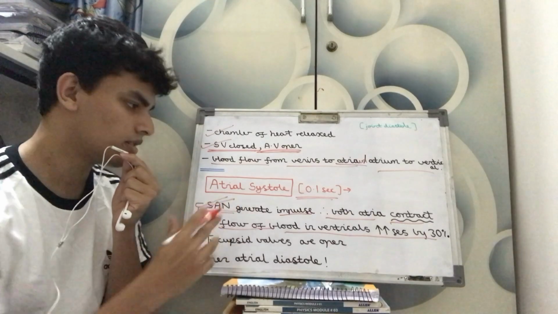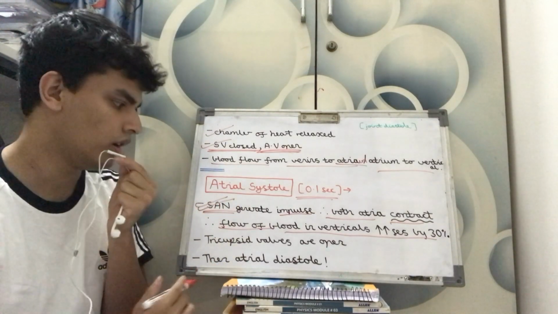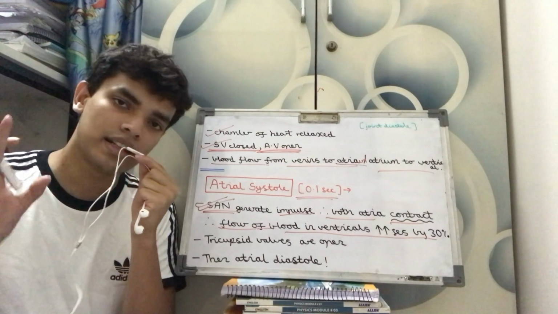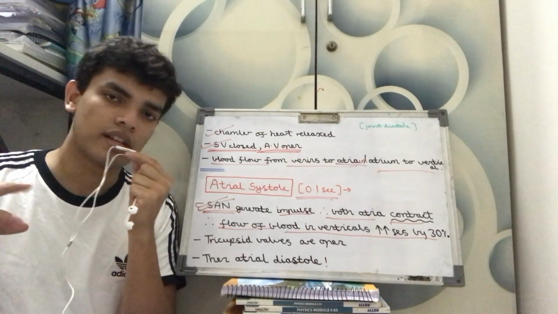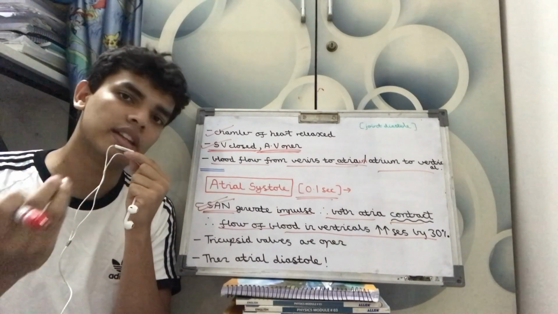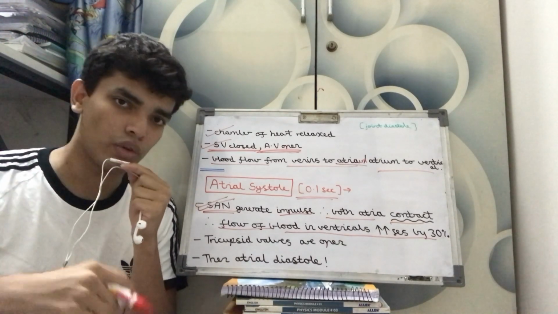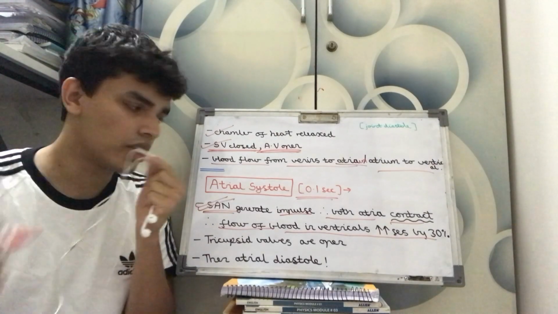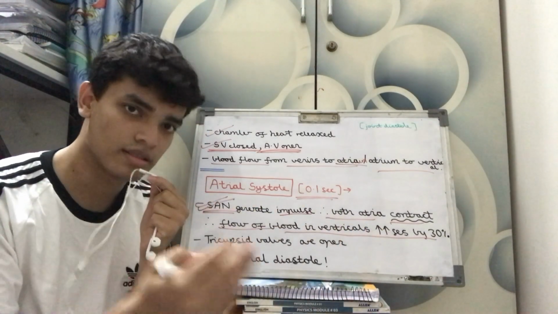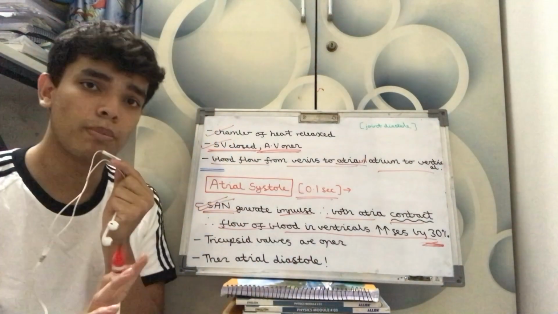Read these statements, write down these statements. These are my own handmade notes, very important. So the SAN generates impulses, and the impulses make the atria contract. Due to this contraction, the pressure in the atria increases and the blood flows down. Before also it was flowing down, but now, due to the pressure, the blood flow from the atria into the ventricles is increased by 30%.